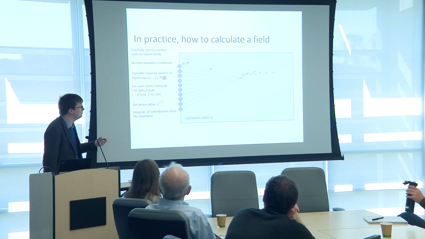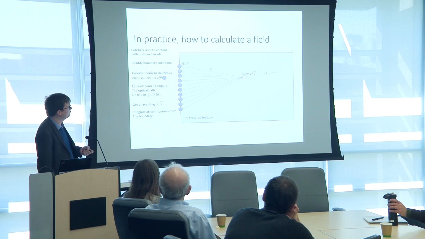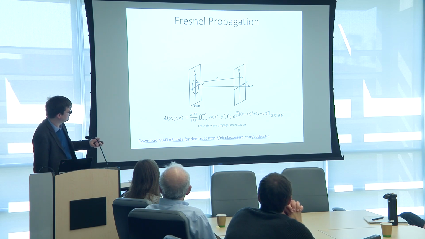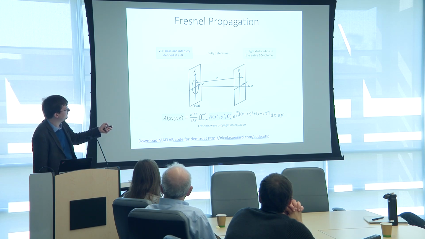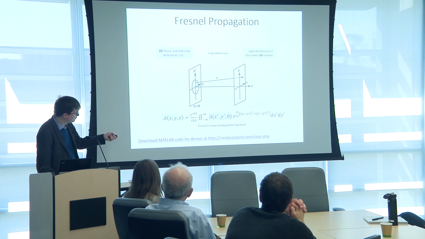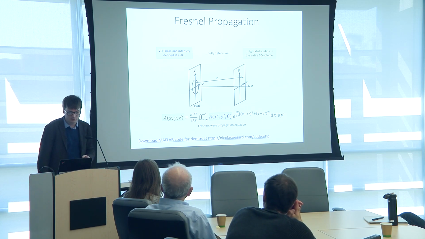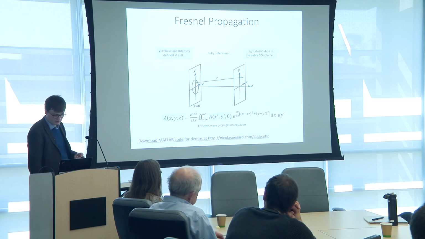Now, of course, we're not going to do that manually all the time. You can put that into an equation. This is called the Fresnel propagation equation. And that equation, in simple terms, tells you that if you know the 2D phase and intensity in a given plane, so here in z equals 0, this quantity, you can calculate, and it fully determines the rest of the light distribution in the entire 3D volume via this convolution operation. That's Fresnel propagation. And there is a demo that implements this equation.